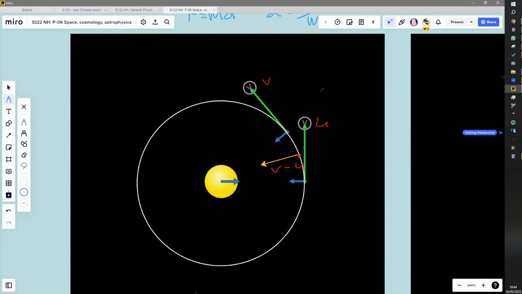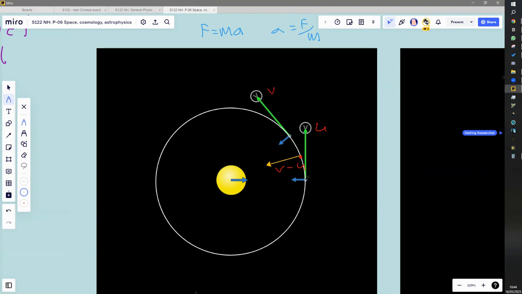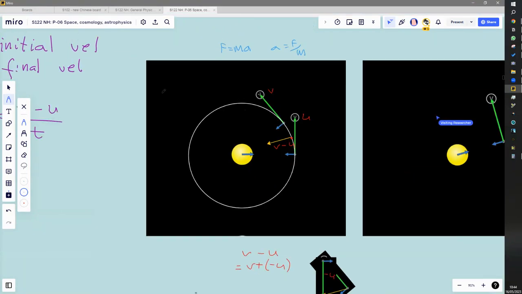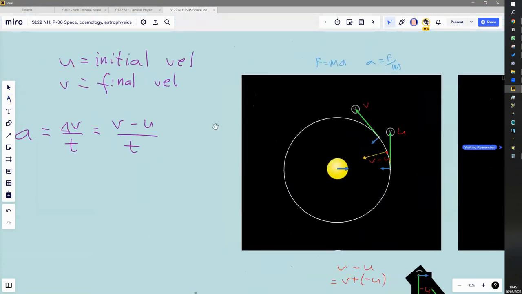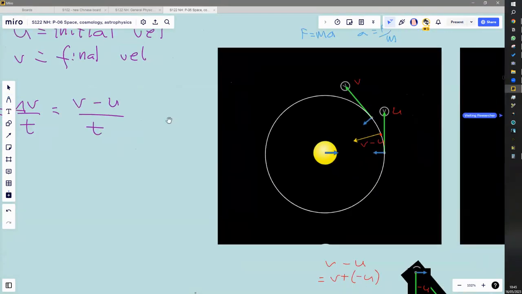Okay, but back to this idea of acceleration, and how we can show that it's towards the center. If we look at the first situation, I've labelled the velocity u, in red, and at the second situation, I've labelled the velocity v. So u is the initial velocity, v is the final velocity. And like we have written here, it's v minus u over t.